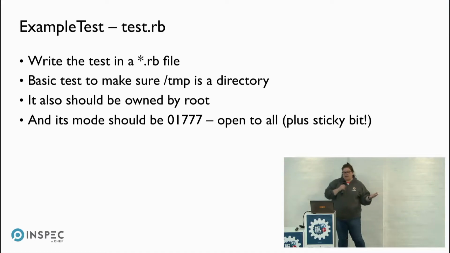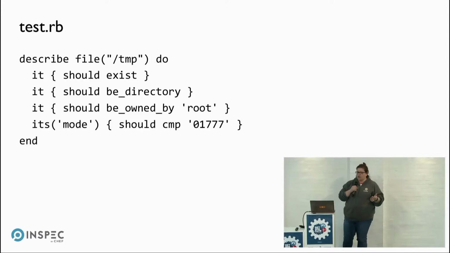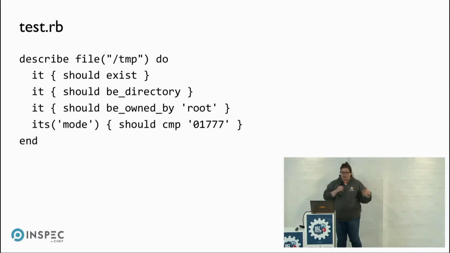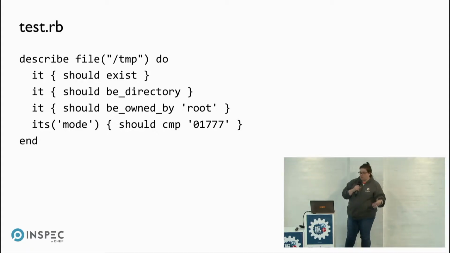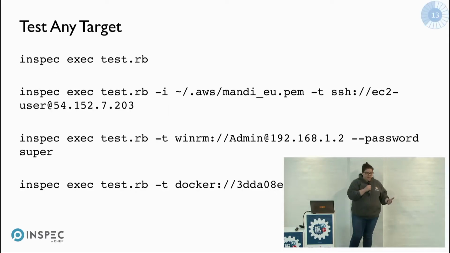So we put the test in an RB file, because it's built off of a Ruby base. If we want to test something about, say, temp, something that should be owned by root and have its modes, things that we would want to be looking at anyway, we create a short little test: describe the file, in this case that it's actually a directory, should be a directory, should exist, should be owned in a certain way, should have a certain mode applied to it. You can see how this builds on the compliance recommendations of larger industry standards.